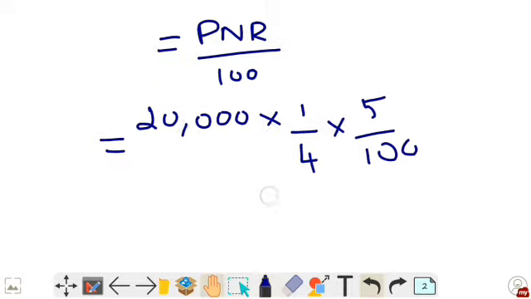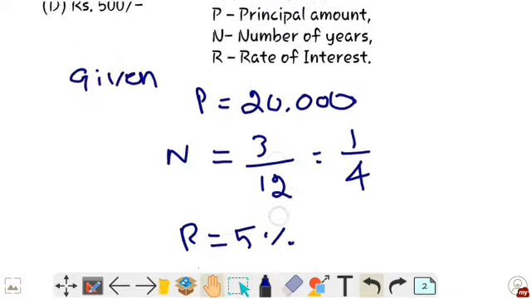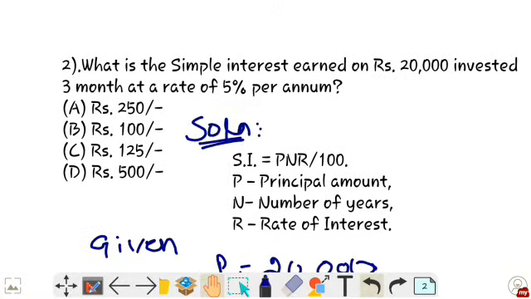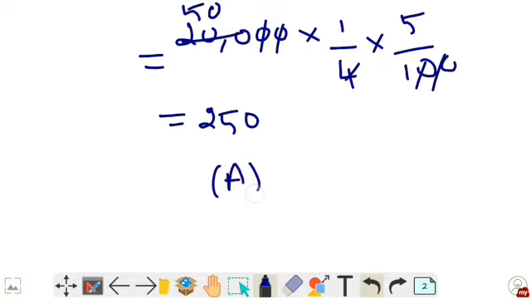So solve this. The zeros will cancel, and 5 fours are 20 and the 0 is here, so 50 into 5 is 250. So check this answer with the given options, 250. Option A, 250, is available, so option A is the right answer.